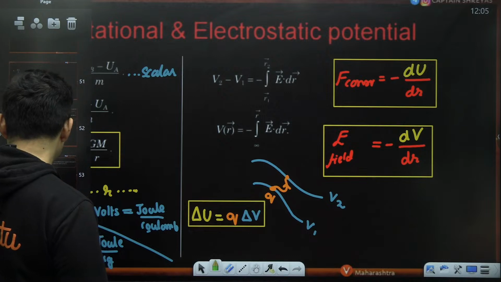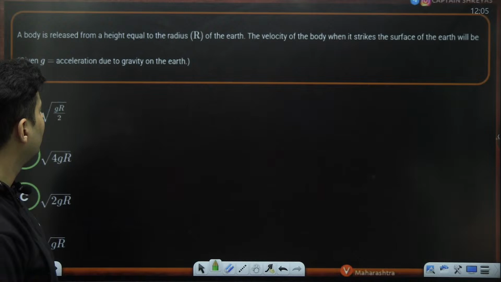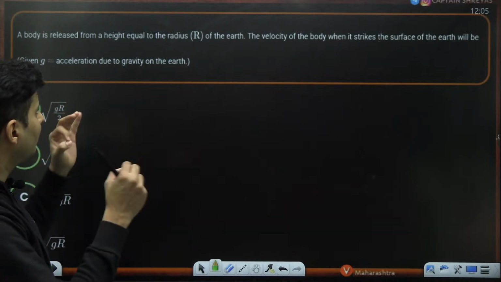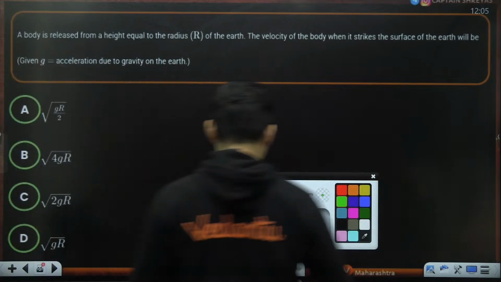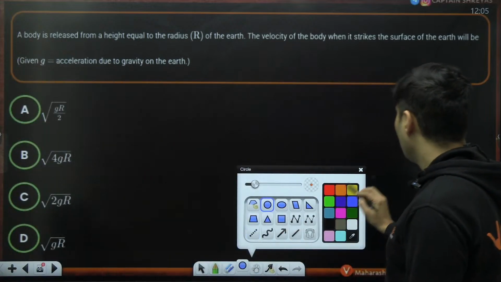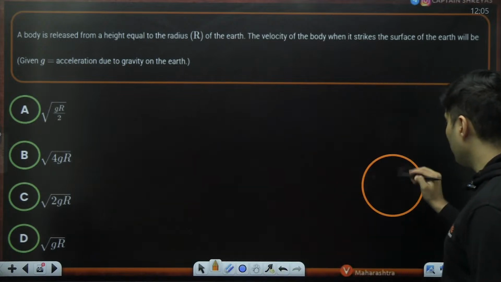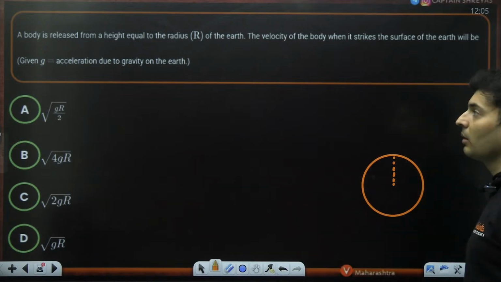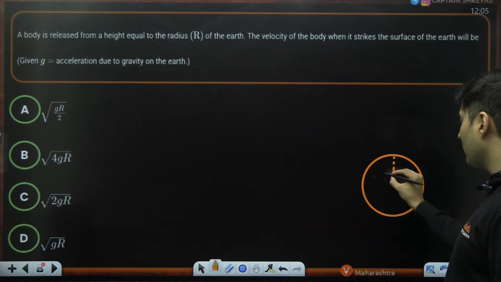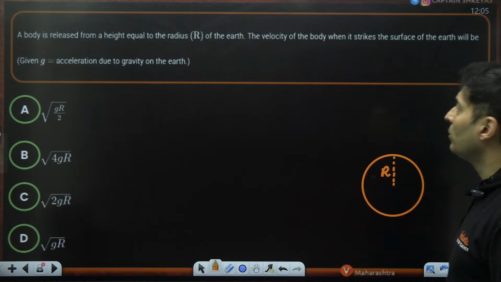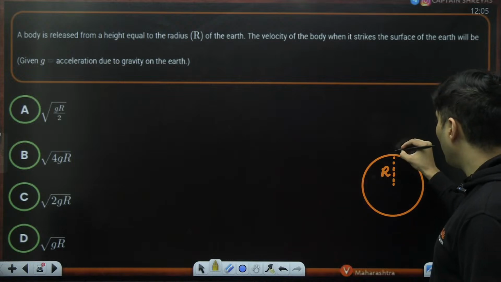So let's move to the next question on your screen. A body is released from the height equal to the radius of the earth. The velocity of the body when it strikes the surface will be how much? This is also a very common kind of question where you cannot use kinematics equations, because a lot of people in the exam use kinematic equations saying S is ut plus half at square or v square is u square plus 2as. That will not work over here. So the body is released only from a height of r.